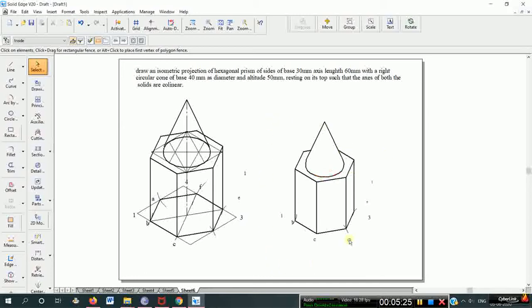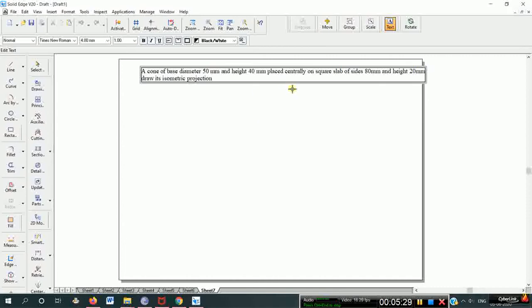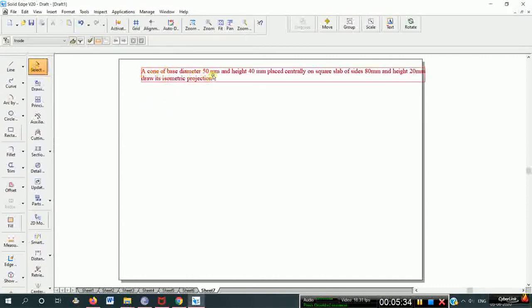Okay, this is a combination of two solids. So now in this problem they have given a cone of base diameter 50 mm and height 40 mm placed centrally on a square slab of sides 80 mm and height 20 mm. Draw its isometric projection. It is a combination of two solids, that is, a cone and a square slab. So which is placed on which? A cone is placed centrally on the square slab. So the bottom portion is the square slab and then the top portion is the cone.